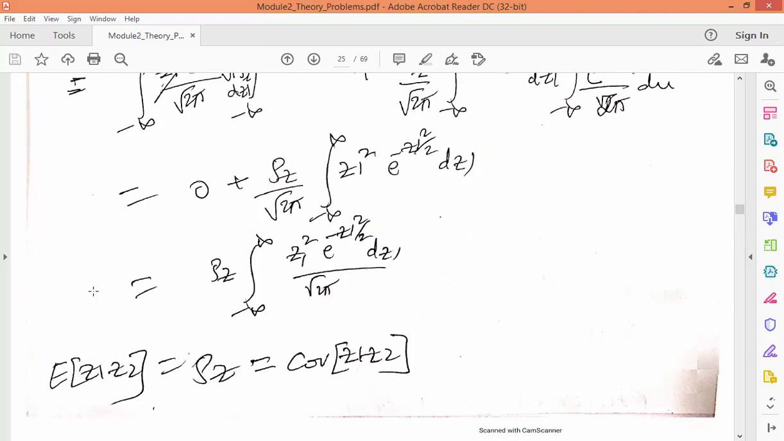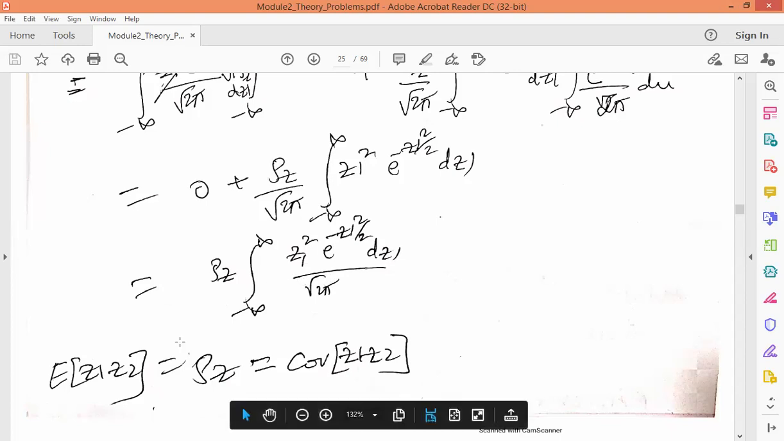We have obtained the correlation equation for the Gaussian bivariate random variable as rho_z times the integral from minus infinity to plus infinity of z1 square e to the power minus z1 square by 2 dz1, divided by root 2 pi. You can take this root 2 pi outside. Finally, we can write that the expectation of Z1 Z2 is nothing but the correlation coefficient rho_z, where rho_z is simply equal to the covariance of Z1 and Z2.